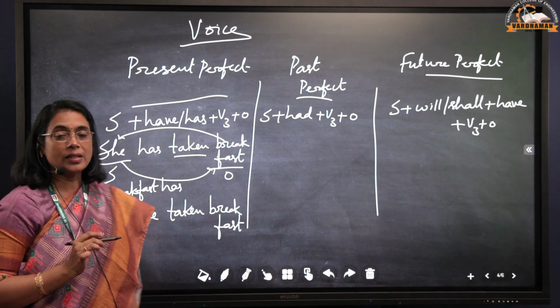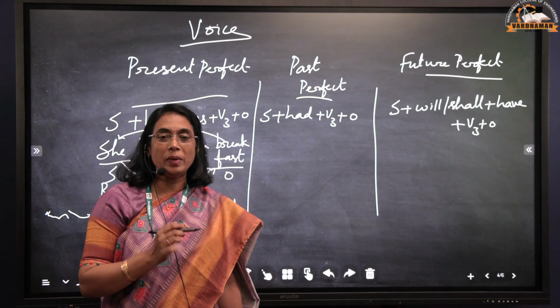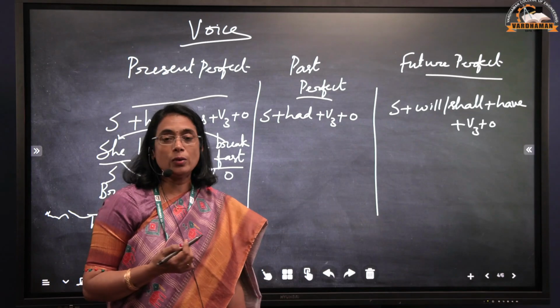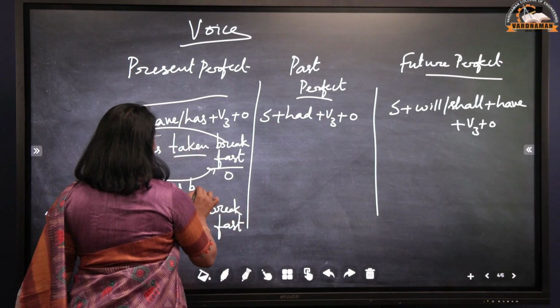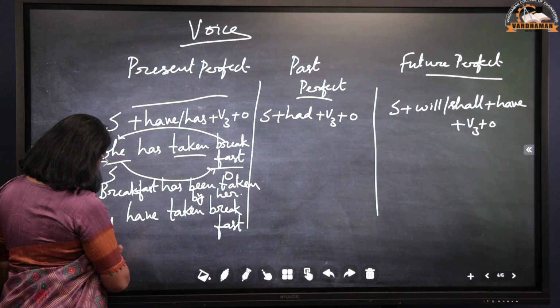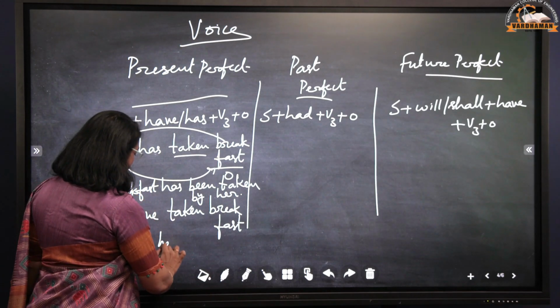In all the perfect tenses, when you change a sentence from active voice to passive voice, we need to use been. In continuous forms, we use being. In perfect forms, we use been. Breakfast has been taken by her. Whereas here, breakfast has. Here, breakfast is singular, so we have to use has.